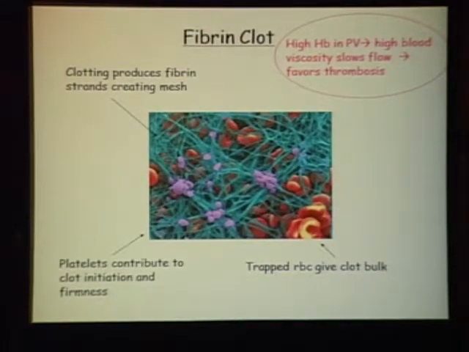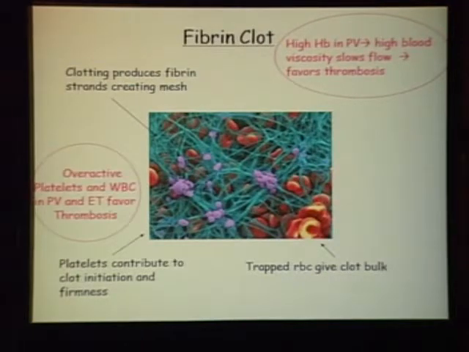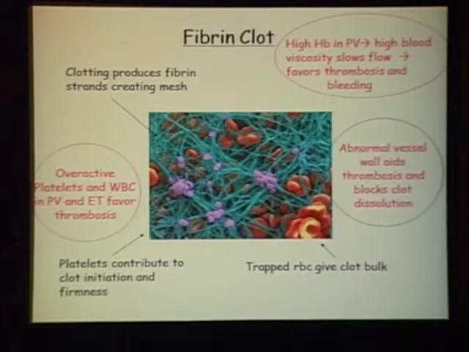So they also participate. And overactive platelets and white cells can favor thrombosis in polycythemia vera and essential thrombocythemia. Trapped red cells function mostly to give bulk to the blood clots. They don't have a great deal of catalytic function. And the abnormal vessel wall aids thrombosis, and as I mentioned before, can actually block the dissolution of clots.